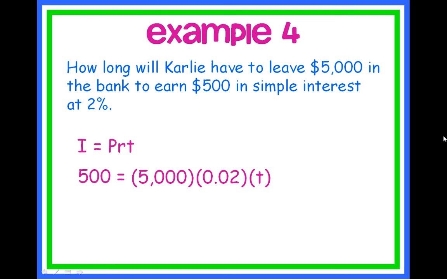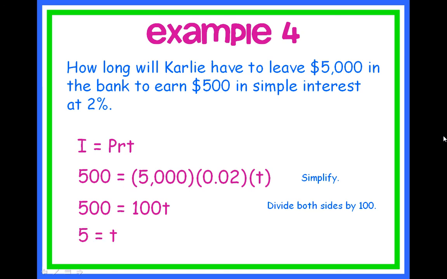Okay, we need to go ahead and simplify that right side to solve for t. 5,000 times 0.02 is 100. We have to make sure we divide both sides by 100 to find t. And when we do that, we get the time is equal to 5. So it's going to take Carly 5 years to earn that $500 simple interest.